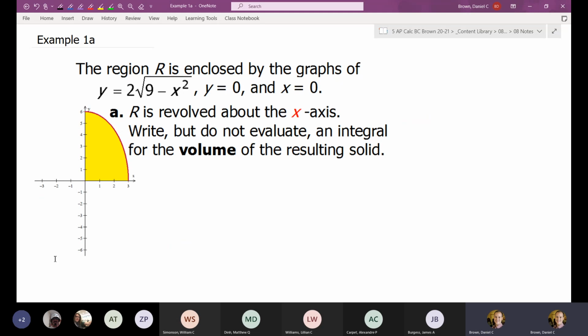R is being revolved around the x-axis, so it's spinning around this direction. Write, but do not evaluate, an expression for the volume of that figure. If you're trying to imagine what that figure looks like, kind of like a sideways igloo or something. Go ahead and try that one. And then we'll do it again, but revolve it around the y-axis.